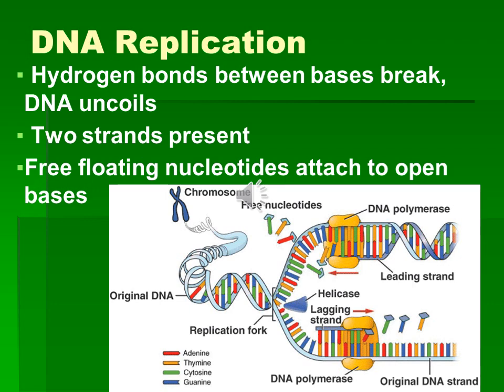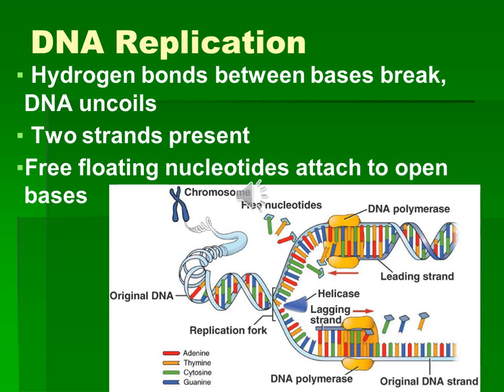The hydrogen bonds are going to break between the bases, and helicase enzymes are going to uncoil or unwind the DNA. The two strands are going to separate, and where they unzip is known as the replication fork. So right now we have two strands present, right? Two original DNA. And then the old strand is being used as a template, and another enzyme, DNA polymerase, is going to match our free nucleotides to form the new strand.